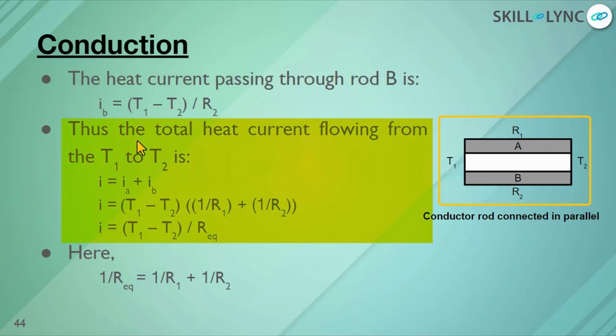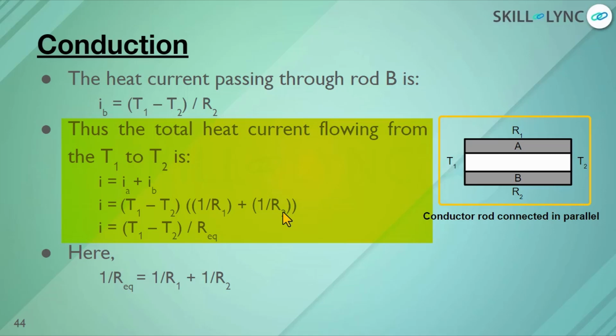T1 is at this end, T2 is at this end, and R2 is the thermal resistance offered by the rod B. Thus, the total heat current flowing from the temperature T1 to T2 is I is equal to IA plus IB, where we are going to put the equations of IA and IB. Filling in the equations of IA and IB, we would get the following result. I is equal to (T1 minus T2) times 1 upon R equivalent, where 1 upon R equivalent is equal to 1 upon R1 plus 1 upon R2.